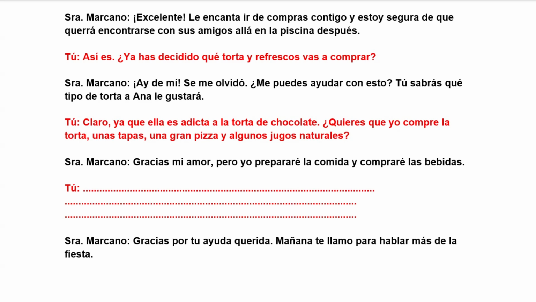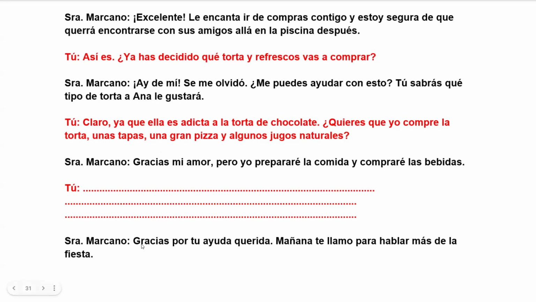Gracias, mi amor, pero yo preparé la comida y compraré las bebidas. Thanks, honey, but I'll prepare the food and I'll buy the drinks. Right? So what we said here fits perfectly within the context of the conversation. Okay? So now, the last part here, the last space where we have to give a response. You know the drill. Read above, read below. You know what she says here. Thanks, honey, but I'll prepare the food and I'll buy the drinks. Okay.